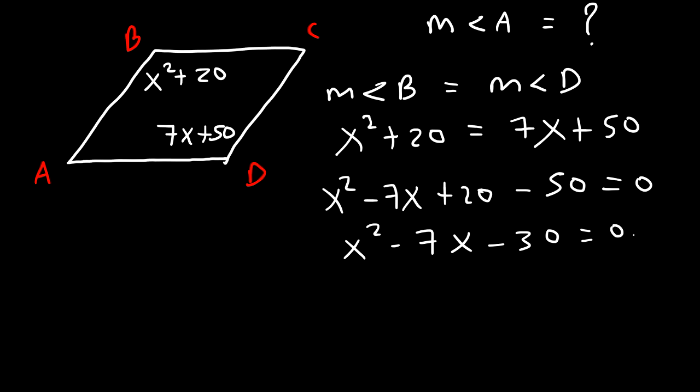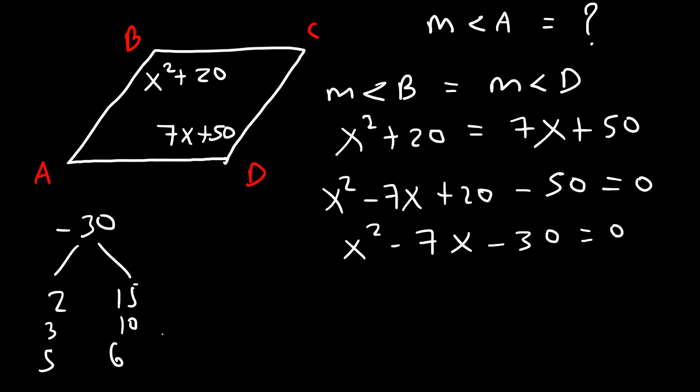So we need to factor this quadratic equation, by the way. What two numbers multiply to negative 30 but add to the middle coefficient negative 7? We need to find two numbers that multiply to negative 30 and add to negative 7. This will help us to factor this trinomial. So we have 2 and 15, 3 and 10, 5 and 6.